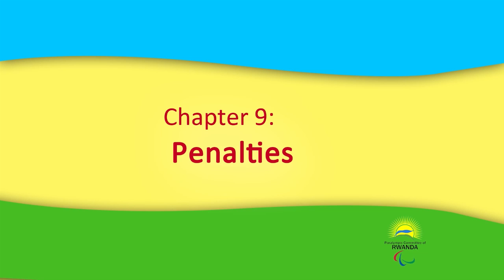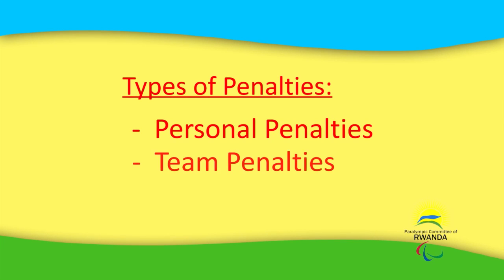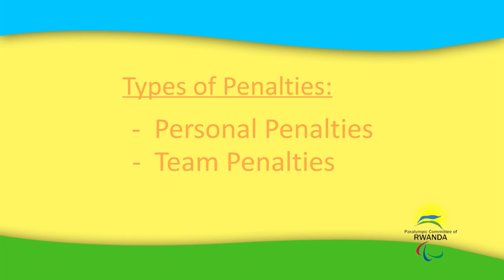Chapter 9. Penalties. There are 2 types of penalties: personal penalties and team penalties. In both cases, only 1 player shall remain on the court to defend the penalty throw. In the case of a personal penalty, this shall be the player who committed the penalty. In the case of a team penalty, this shall be the player who made the last recorded throw before the penalty.